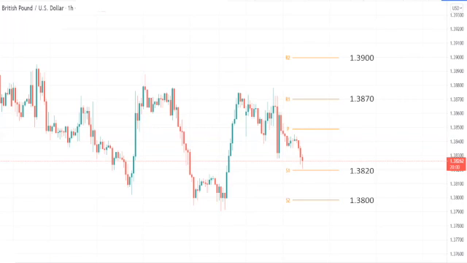But overall, the UK will release their unemployment rate data, which is foreseen steady at 4.8%, and also the claimant count change that had 114K in the previous month. For today's support, we can look for 1.3820 and 1.38. And for the resistance, 1.3870 and 1.39.